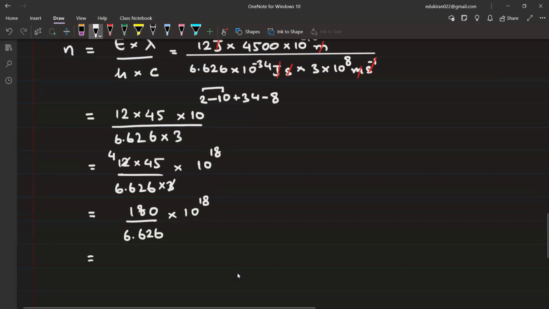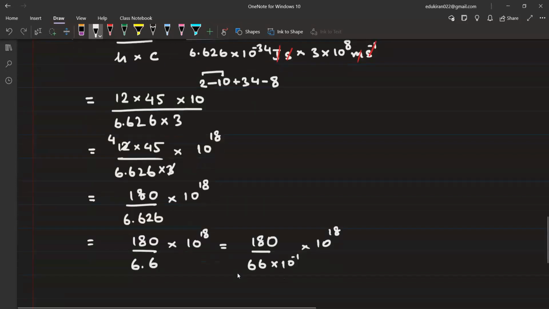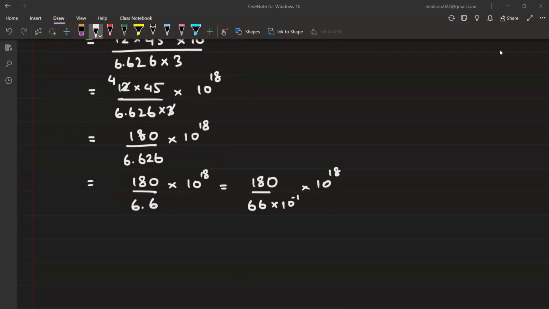देखिए इसमें ऐसे लिख सकते हैं 180 divided by 6.6 into 10 to the power 18. We can further write this as how much? 180 divided by 66 into 10 to the power minus 1 into 10 to the power 18, how much? 18, right? Now 16 can be divided in such a way.